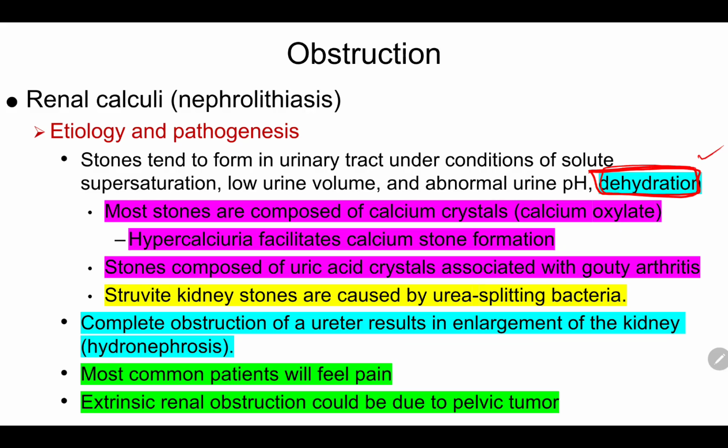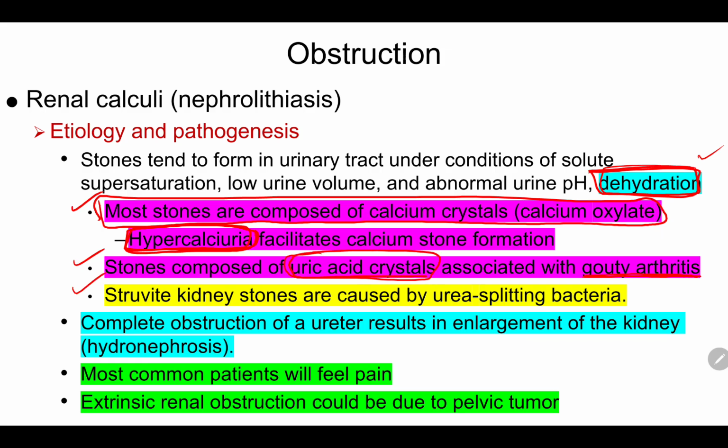Now, most stones are going to be composed of calcium crystals, right? So calcium oxalate. So that's number one. Most stones are going to be composed of calcium. And what will facilitate these calcium stones to be formed? Hypercalciuria, right? So too much calcium basically in the blood, too much calcium in that urine, okay? Also, what you've got to remember is stones that are composed of uric acid are going to be associated with gouty arthritis, right? So if I ask, well, what stones are going to be associated with gouty arthritis? It's going to be those stones really composed of uric acid, okay?